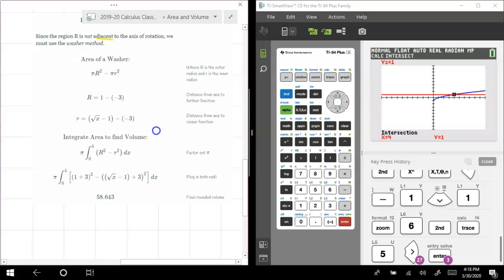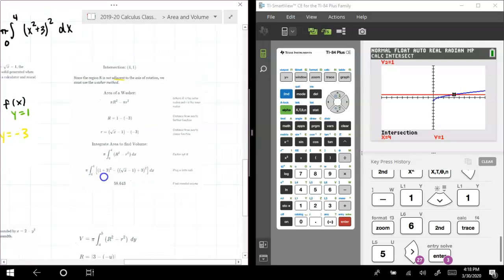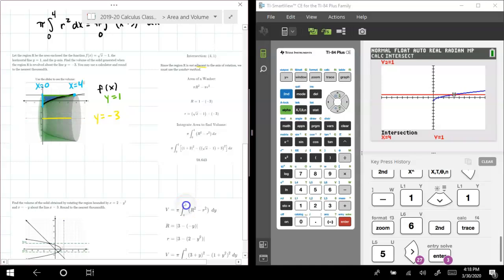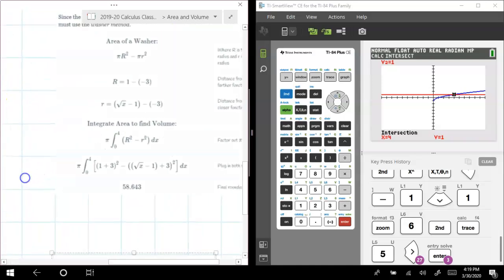The area of the washer means outer minus inner. We take the outer radius minus the inner radius. So we have pi r squared minus pi r squared. We're taking a circle minus a circle, subtracting out the inside area that's not there. So we're taking the outside area minus the inner area to subtract out the dead space in between to find the volume of this object, which would be like a bowl with no bottom.